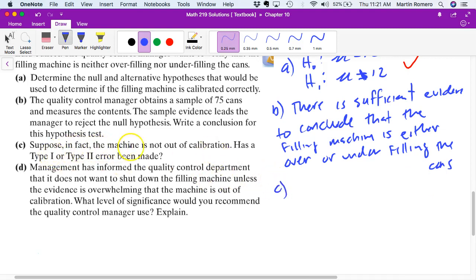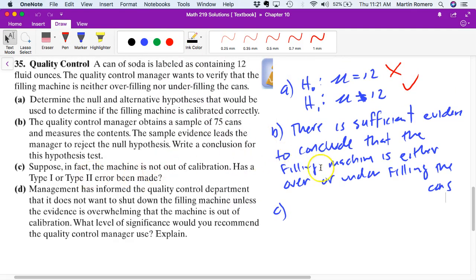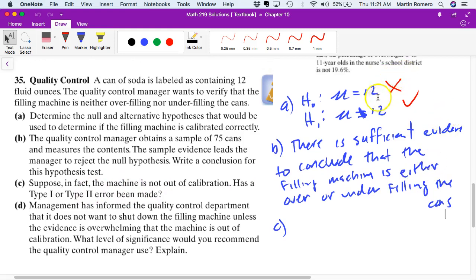Part C: suppose in fact the machine is not out of calibration, has a type 1 error or type 2 error been made? And so in this case right here, we are rejecting. It says suppose the machine is not out of calibration. So what's happening here is we're rejecting the null hypothesis when in fact the null hypothesis is actually true. When we do that, that's called a type 1 error. We're saying that no, that machine's messed up, but the machine is actually not messed up. That's a type 1 error.